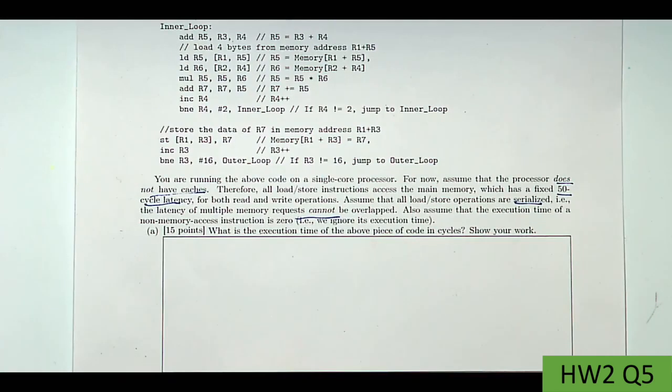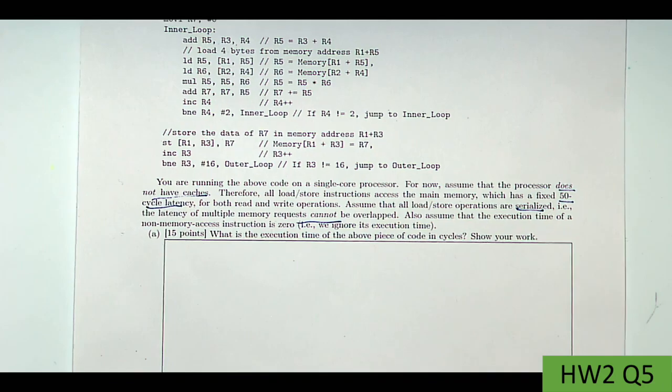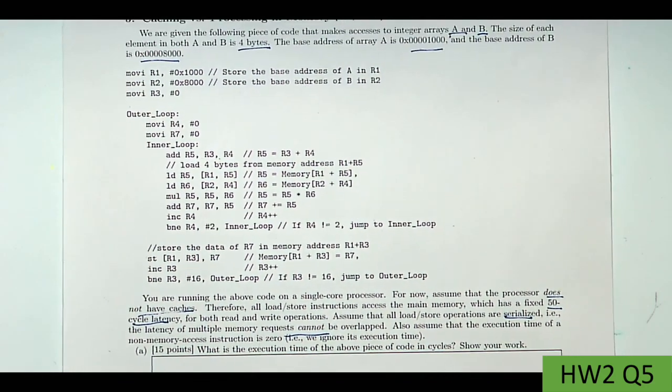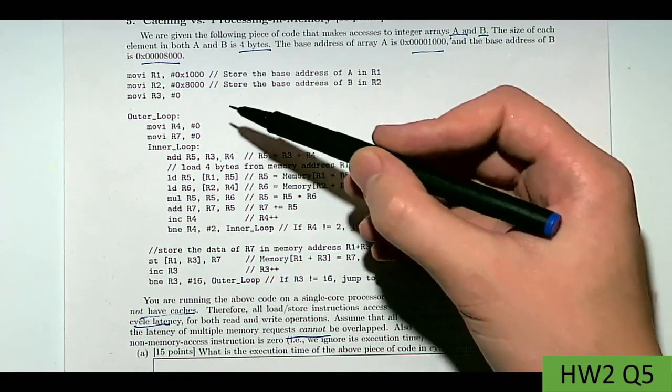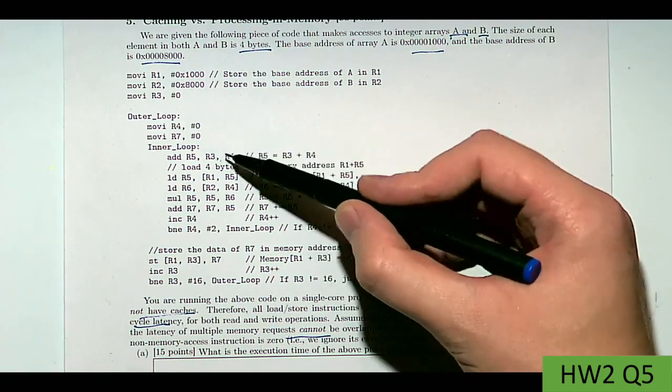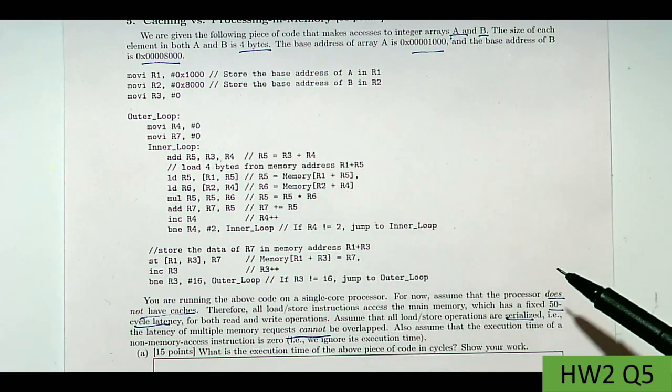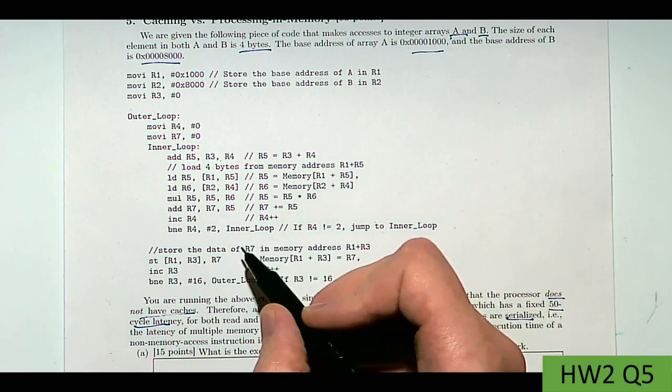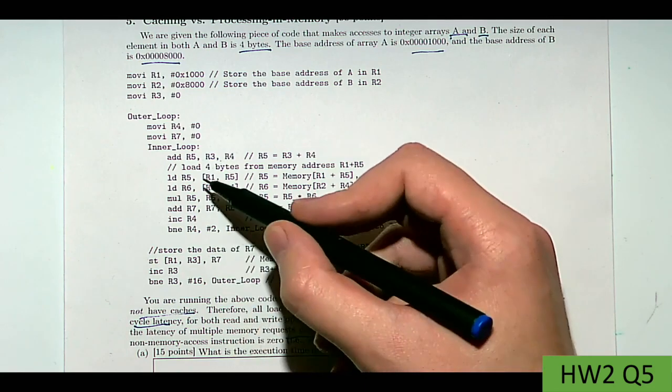Okay, and then the question is, what's the execution time of this piece of code on this processor without any caches and 50-cycle main memory latency? So now if we look at the code, we see that we have two loops named outer loop and inner loop.